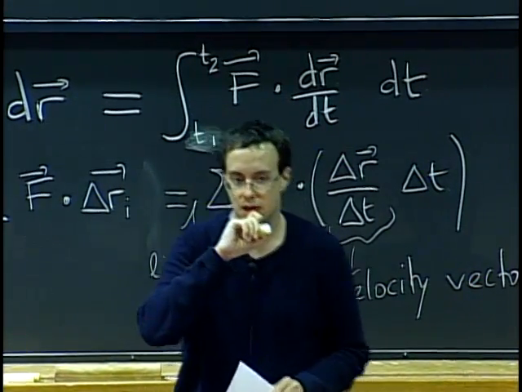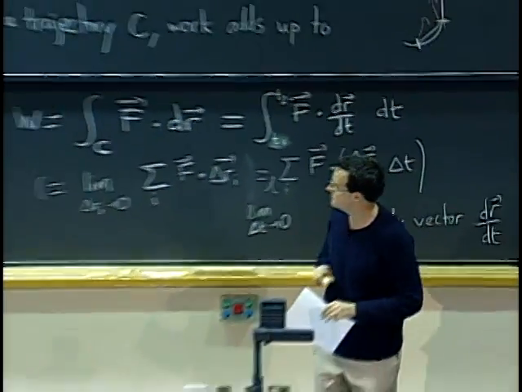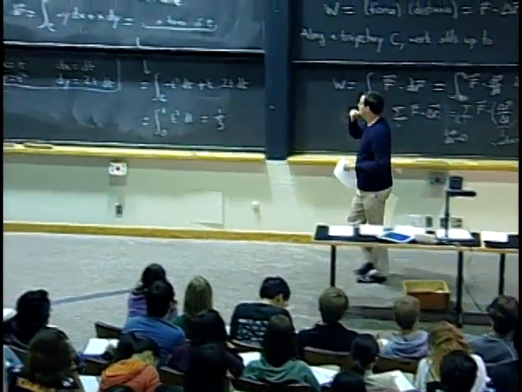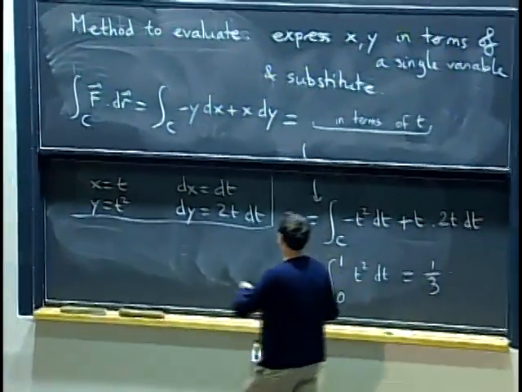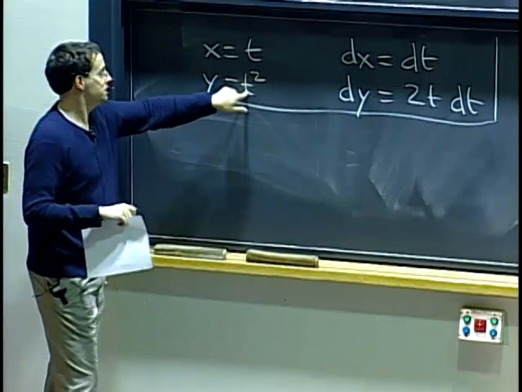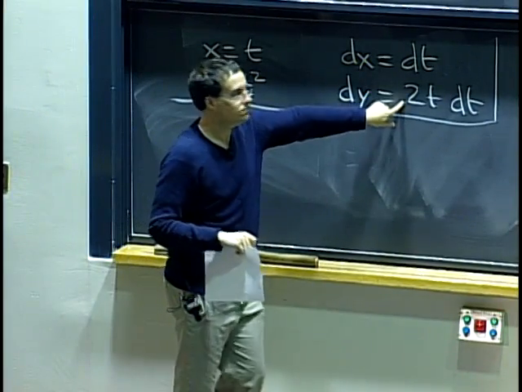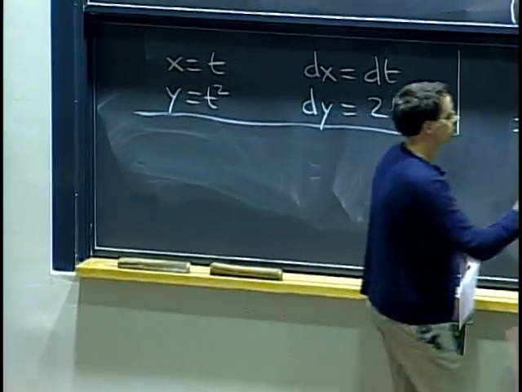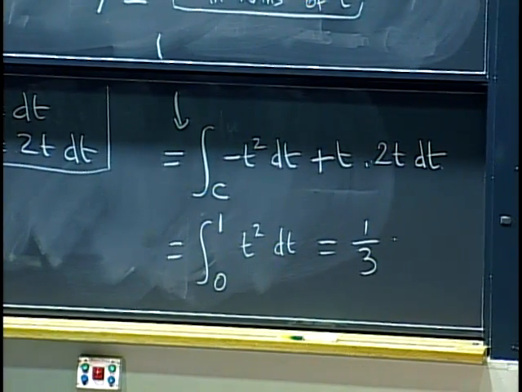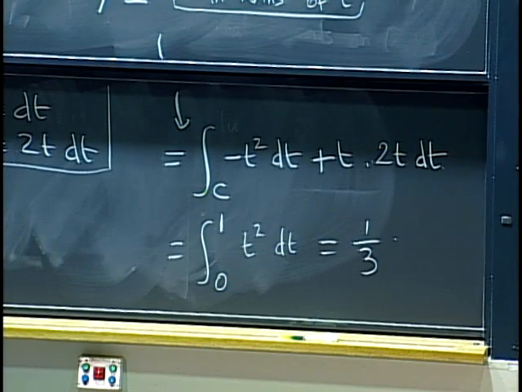Yes? When you do dy, what is dy? dy is the derivative of y, it's the differential of y. Y is t squared, so I get 2t dt, okay? So I plug dt for dx, I plug 2t dt for dy, and so on. Okay, and that's the general method.